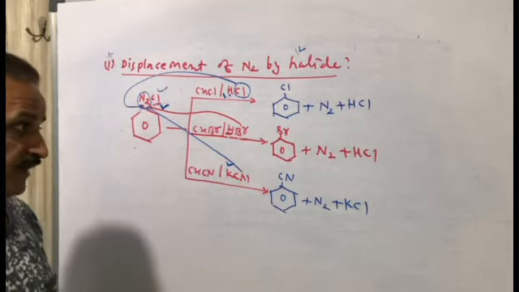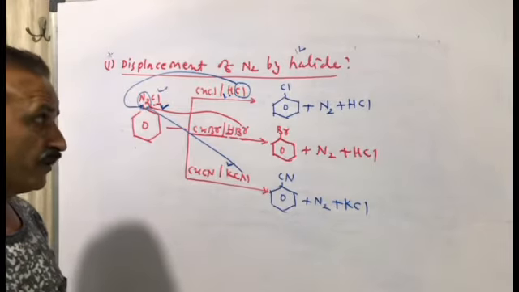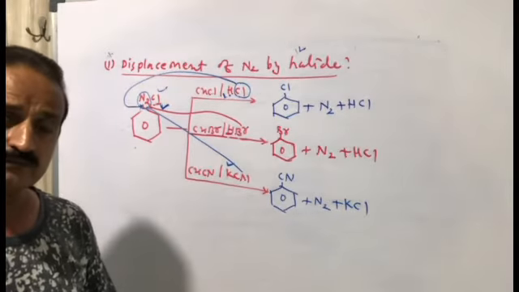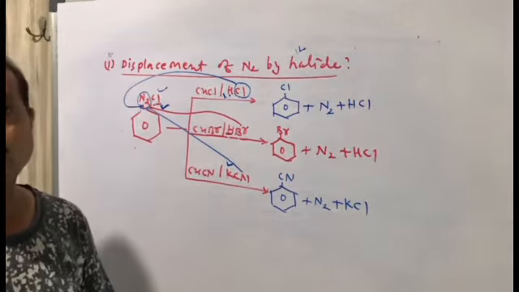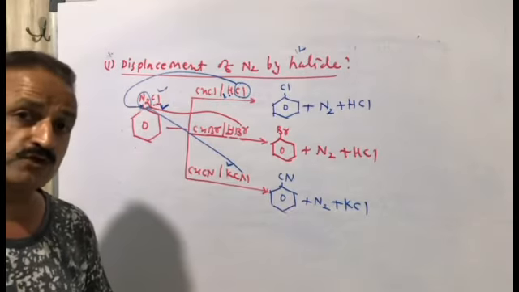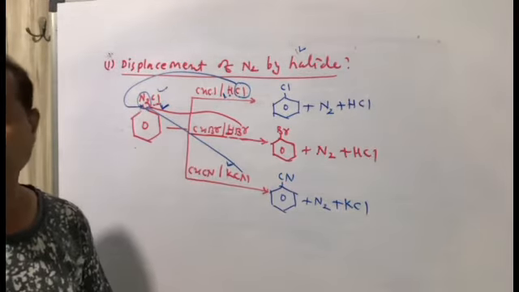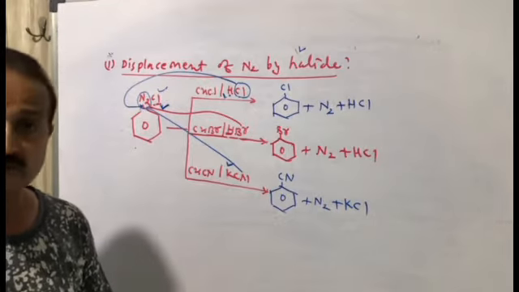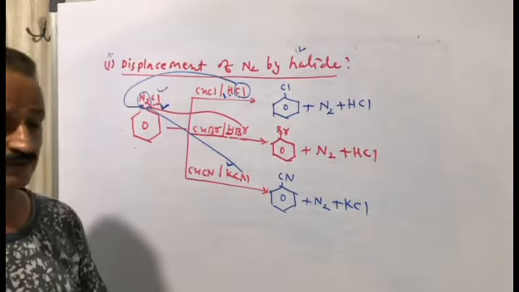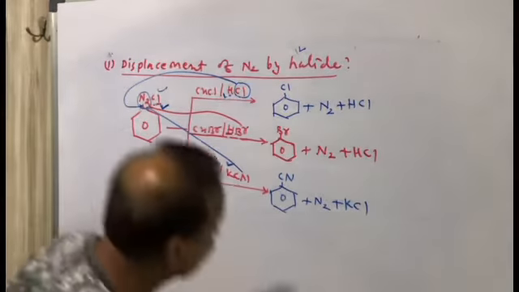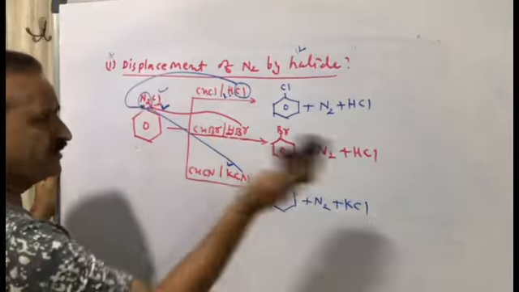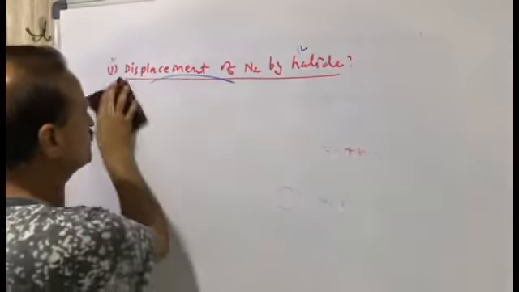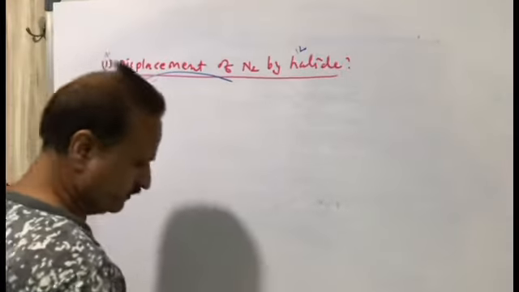Now we are having the Gattermann reaction. The Gattermann reaction is also displacement of dinitrogen, but copper powder is used. It is not used as a catalyst, but it is used as a reactant. So let's see again what the reaction is. Copper powder. This is clear now. This is the Gattermann reaction. I am going to explain.